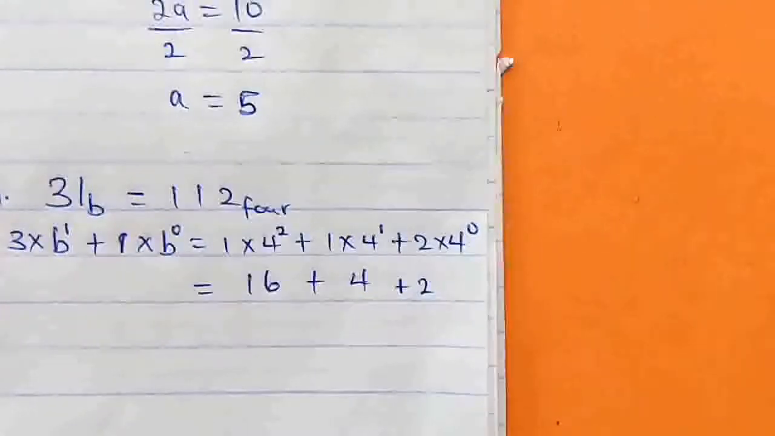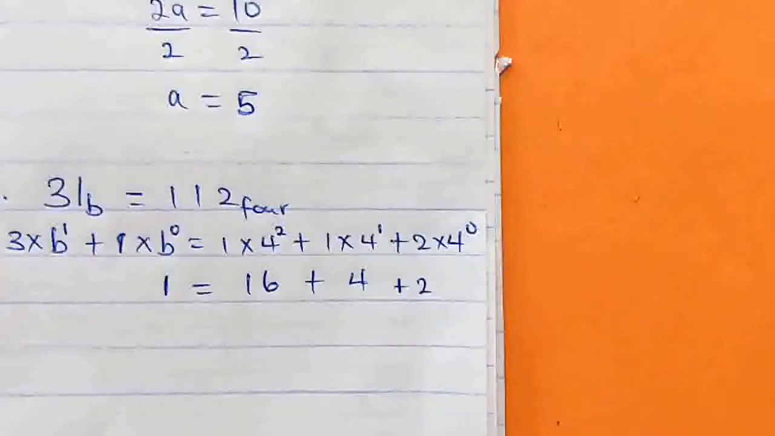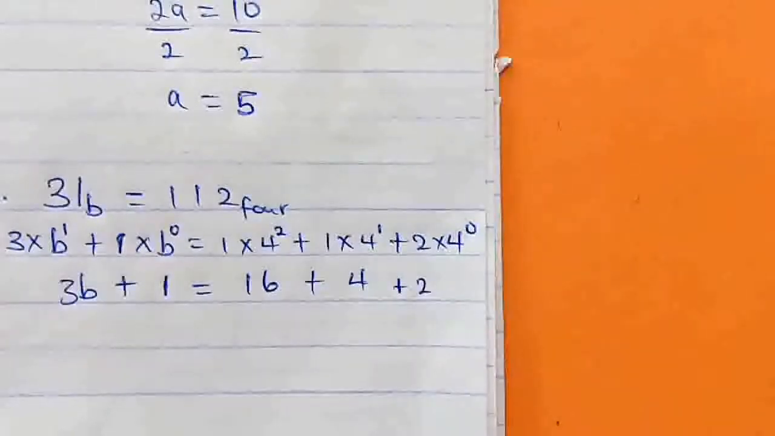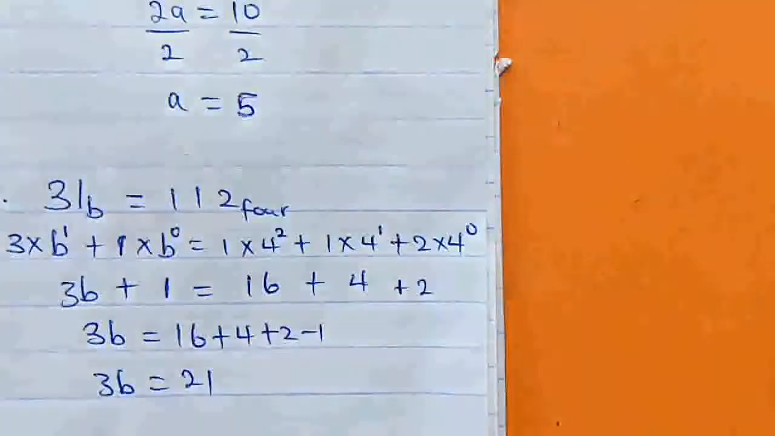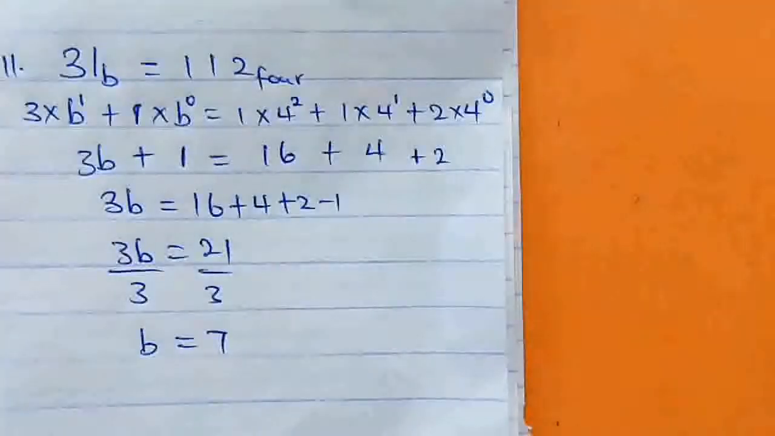b raised to the power 0 will give us 1. Therefore, 1 times 1 will give us 1. b raised to the power 1 will give us b. 3 times b will give us 3b. Make 3b the subject of the formula by removing +1. Let the +1 move to the right hand side of the equation. It is positive 1, and when you move it to the other side, it becomes negative. Divide both sides by 3, and we will have b = 7, that is to say, the base b is 7.